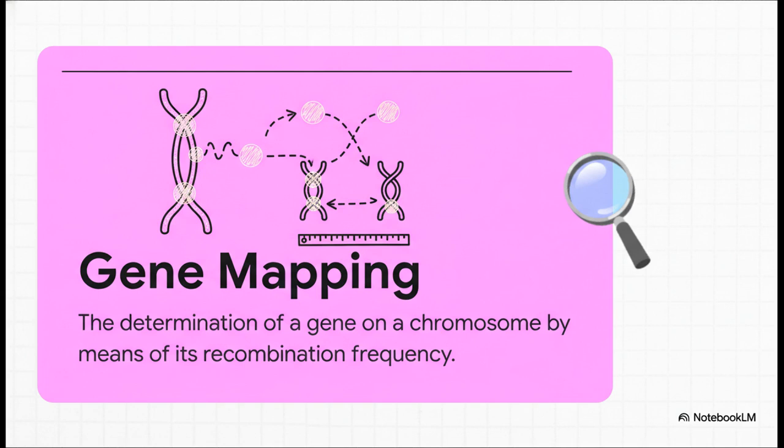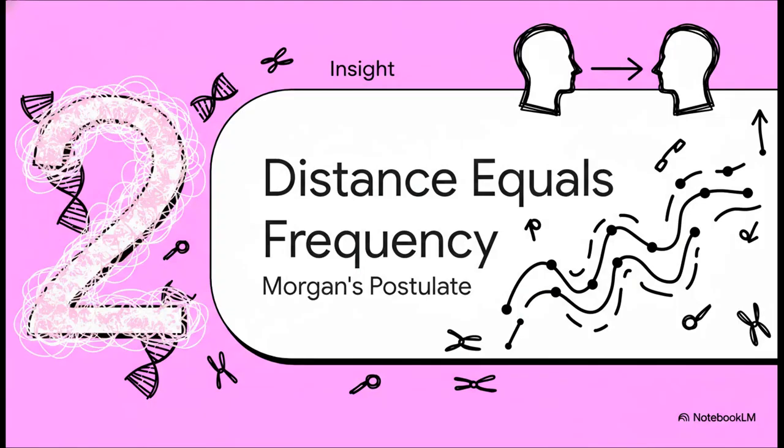So gene mapping is really just the process of figuring out a gene's address on a chromosome by looking at how often it gets separated from its neighbors. That separation process is called recombination, and measuring its frequency, how often it happens, well, that's the secret that unlocks the whole thing. So you might be wondering, how does how often something happens tell us anything about distance? Well, this is where a truly game-changing insight from scientists like A.H. Sturtevant and T.H. Morgan comes in. They basically cracked the code with one simple but incredibly powerful idea.